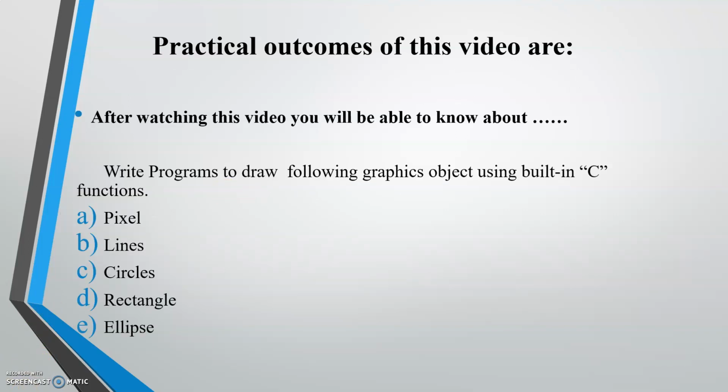Practical outcomes of this video are, after watching this video, you will be able to know how to write a program to draw the following graphics objects using built-in C functions: for pixel, for lines, for circles, for rectangle and for ellipse.